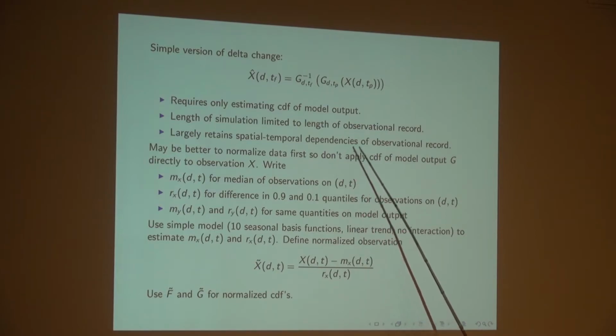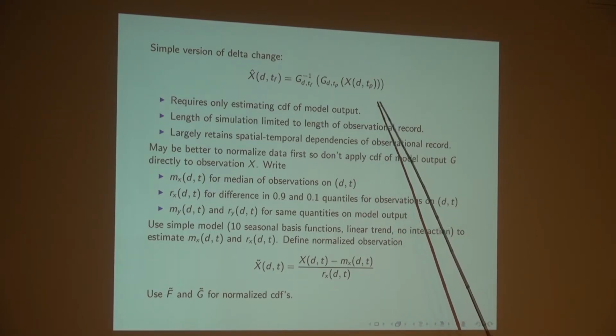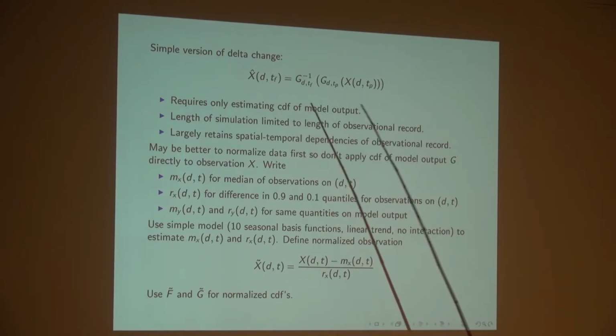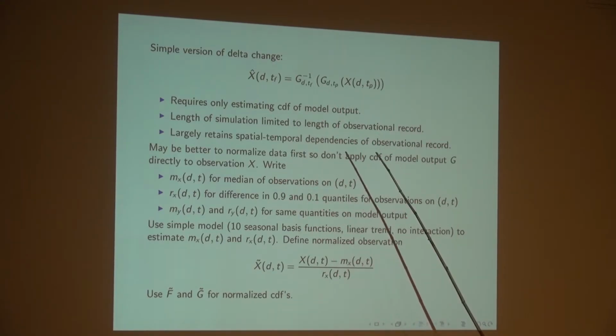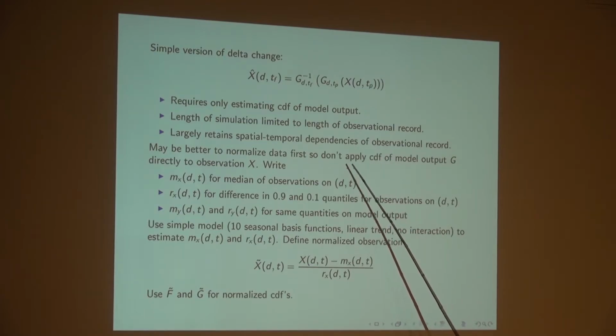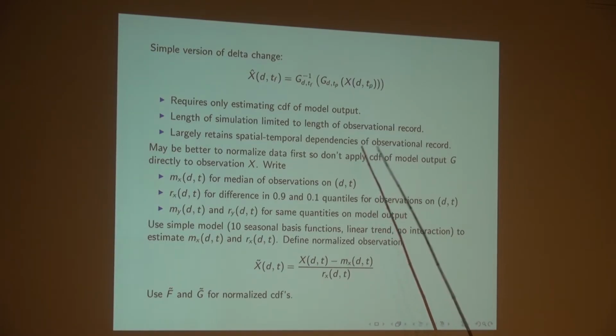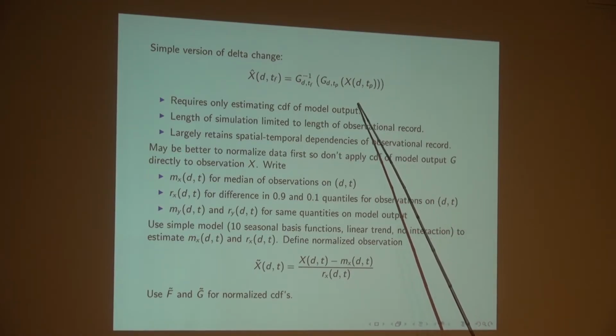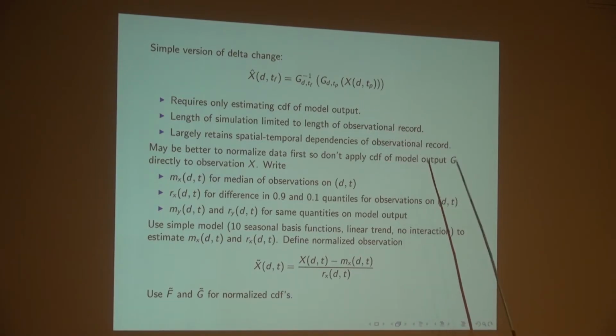Now, this does satisfy do no harm in the sense that whatever the spatial temporal dependencies in the observational record are, those will largely be reproduced in my simulation. But we thought this really wasn't good enough because the biases at some places and in some seasons can be so substantial. Suppose this is a temperature that never occurs in the model output. I feel a little bit uncomfortable transforming that using a model output CDF. So we decided to first normalize things.